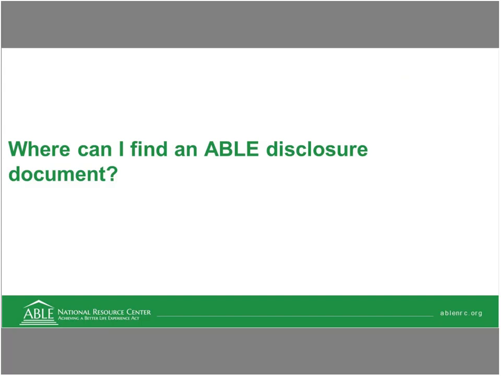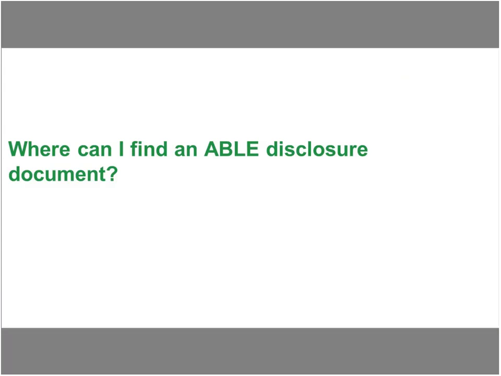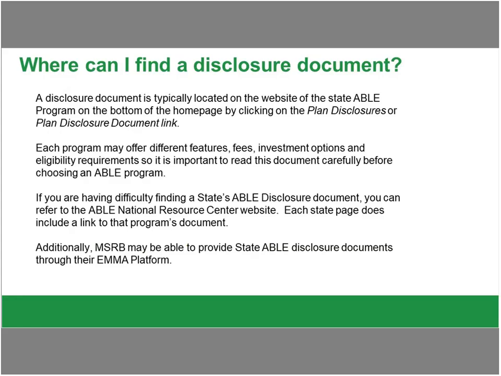So we've taken a little bit of time to talk about all the in-depth information that can really only be found within these documents. But we also want to help folks out with, well, where exactly can I find this disclosure document, right? So I understand what information is in it, but where can I locate it? Well, a disclosure document is typically located on the website of the state ABLE program at the bottom of their home page, and typically can be found by clicking on a button that usually says Plan Disclosures or Plan Disclosure Document Links.